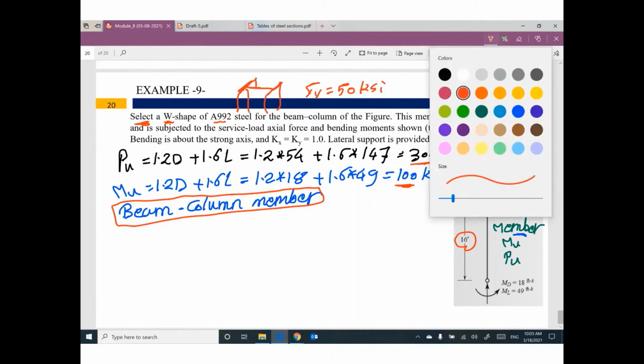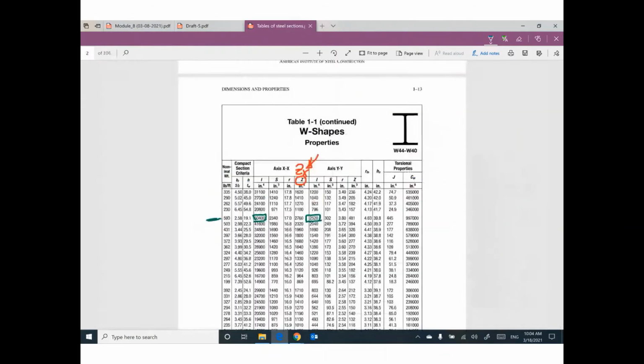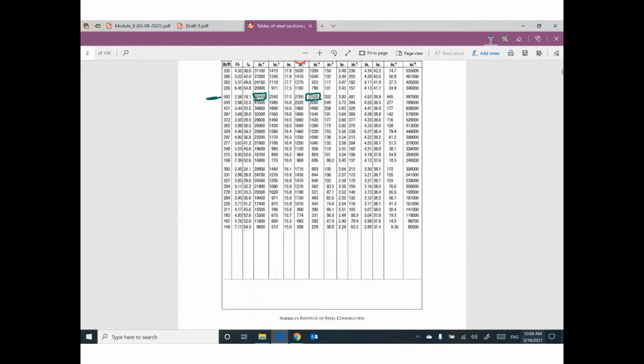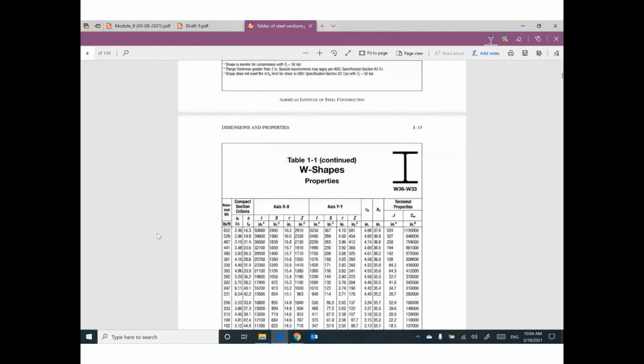The first step we need to select a section. Assume we have W, no guide. If you are lucky, you will select the correct one. Okay, go ahead and select one. I have no idea which one I can use, so let's try.